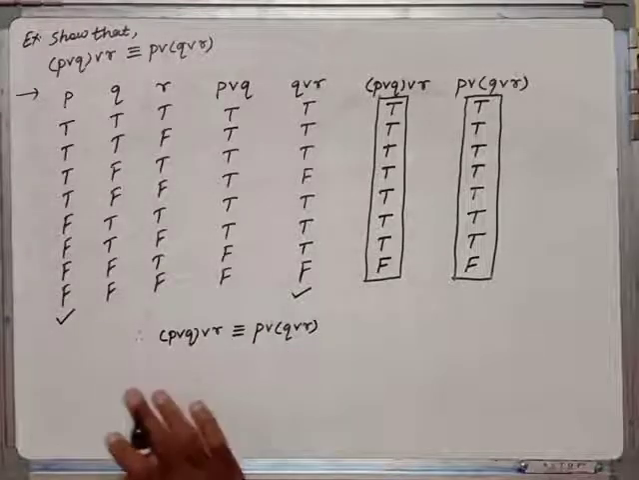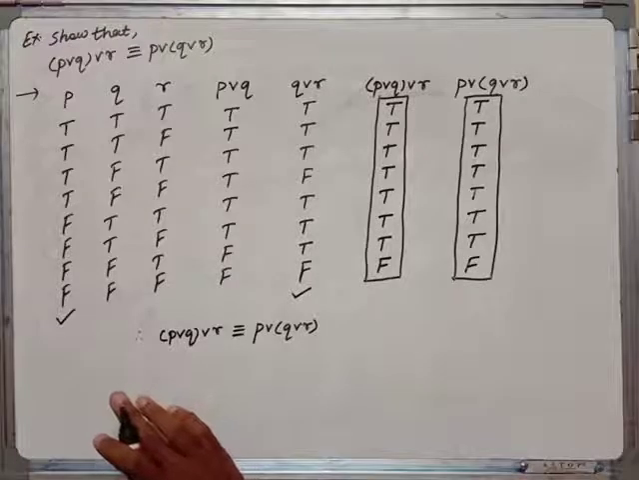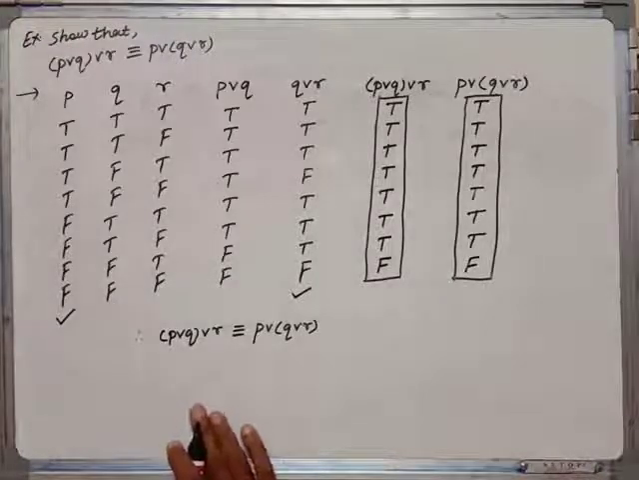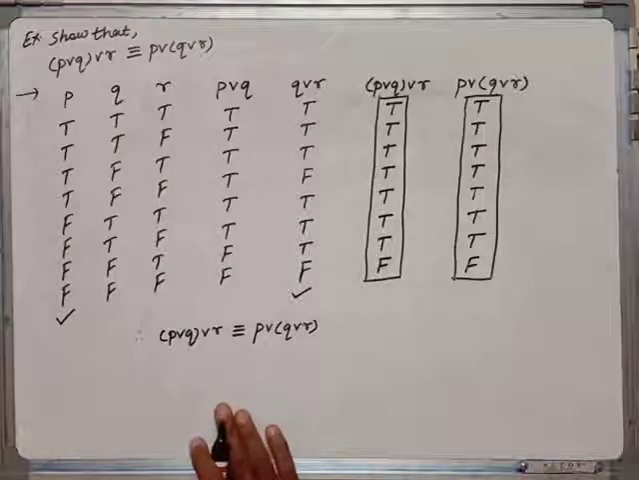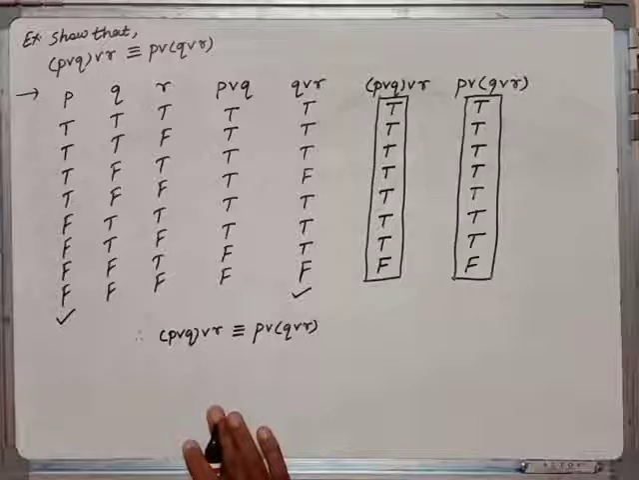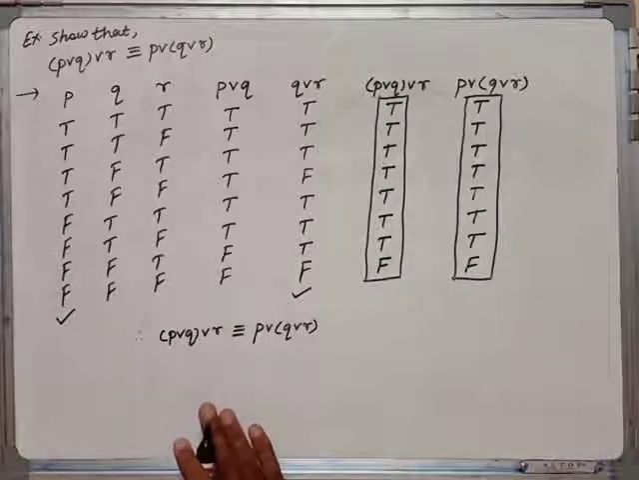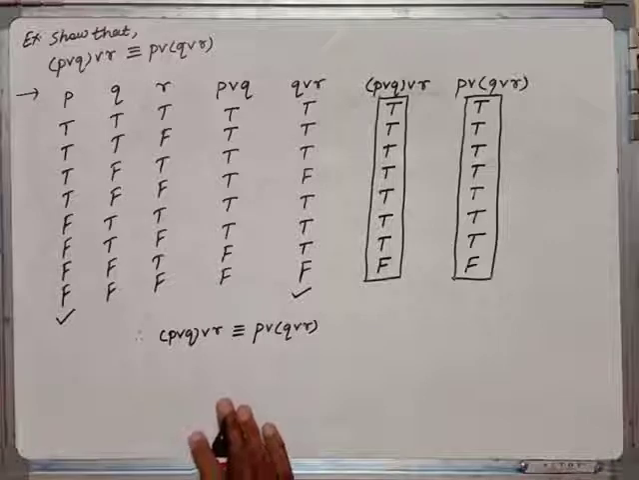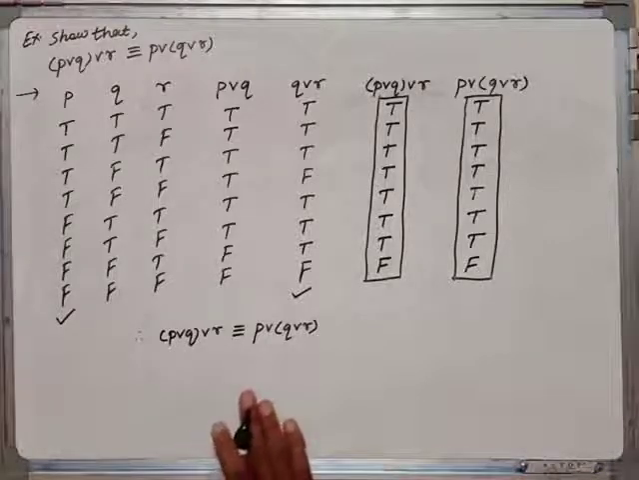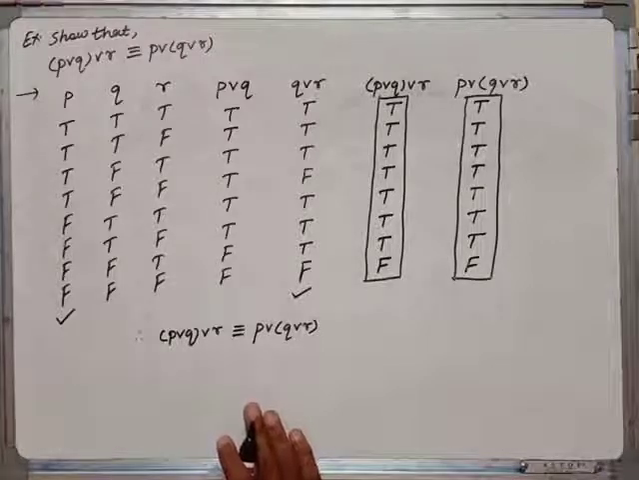Okay. Now as such, by making a truth table, we can show that two propositions or two compound propositions are logically equivalent. Also, without using the truth table, using logical identities, we can show that the two propositions or two compound propositions are logically equivalent.